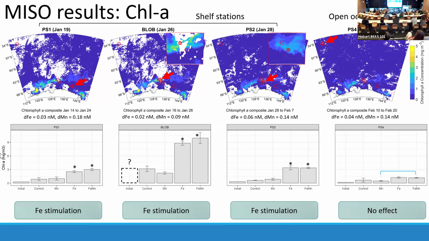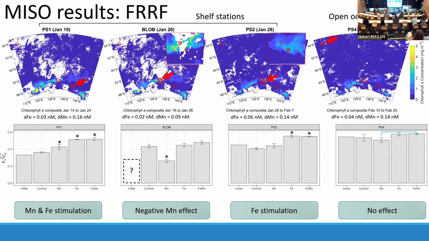So if we look at chlorophyll concentration, which I know is a parameter that a lot of you like a lot. If we focus on the first process station, we observe stimulation of chlorophyll A production on the iron addition, which suggested potentially iron stimulation. We observed the same at the blob station with a big increase in chlorophyll. We observed again the same at the PS2, but we saw nothing happening at the open ocean station.